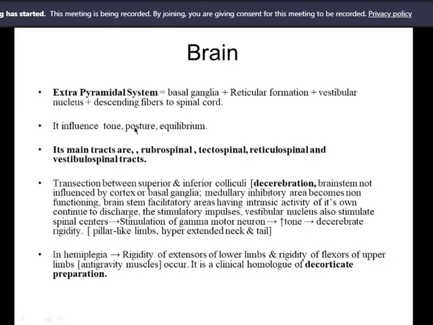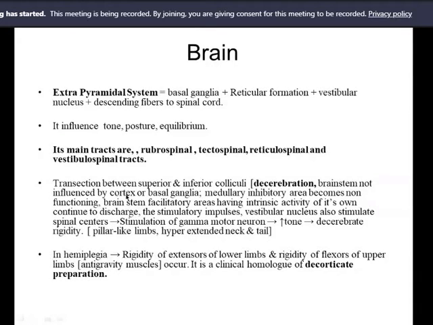Now, the main extrapyramidal tracts I have already told many times: they are rubrospinal, tectospinal, reticulospinal and vestibulospinal. Transection between the superior and inferior colliculus, if there is a cut in between, that is called decerebration. Decerebration means the cerebral cortex is cut.